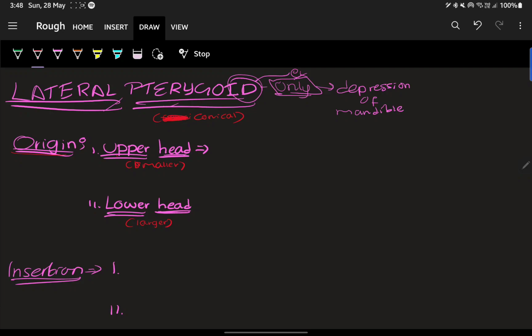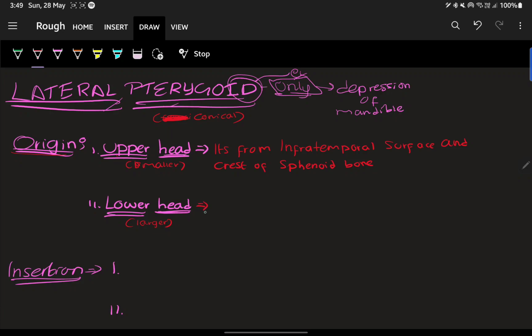Anyway, so the origin, the upper head is from the infratemporal surface and crest of greater wing of sphenoid bone. Okay, so it's from where? It's from infratemporal surface and crest of sphenoid bone. Okay, that's about the upper head.